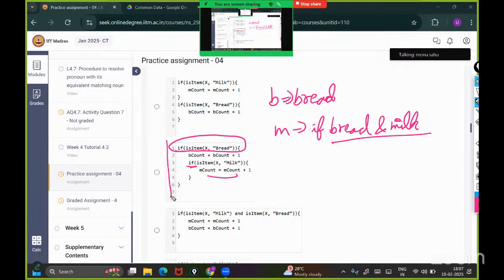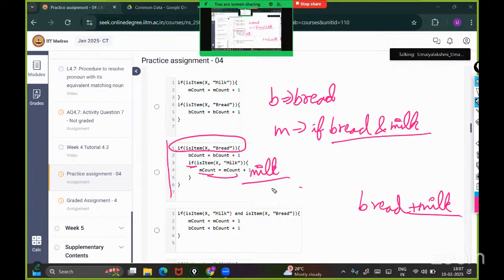Will that be counted? No, exactly. Why? Because it will check whether the person has purchased bread. So his milk count will not be counted at all. But the milk has to be counted. If the person has only bought milk, that also needs to be counted, as well as the people who have bought bread plus milk.